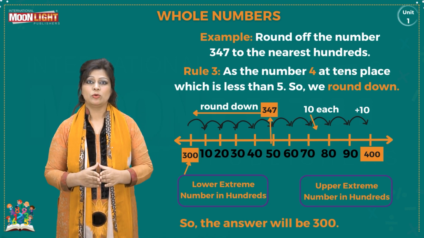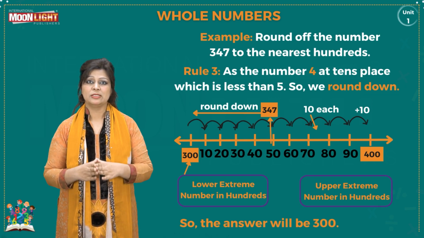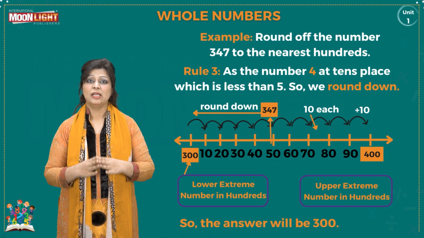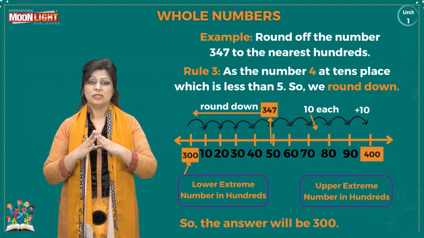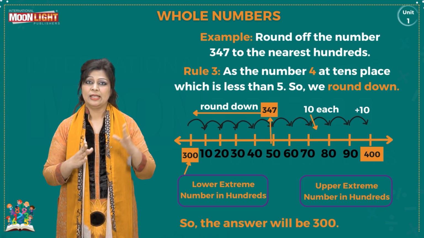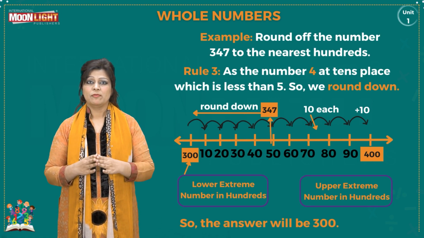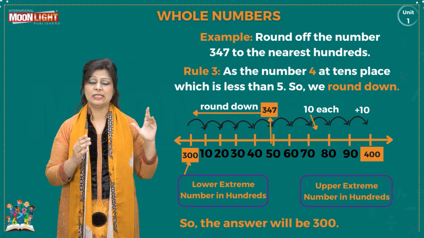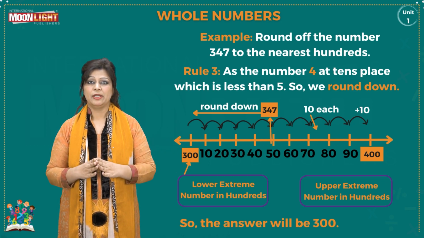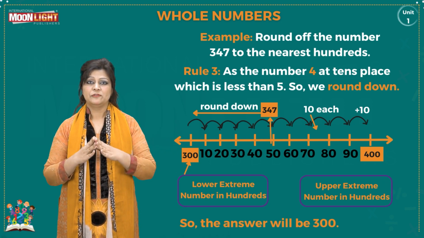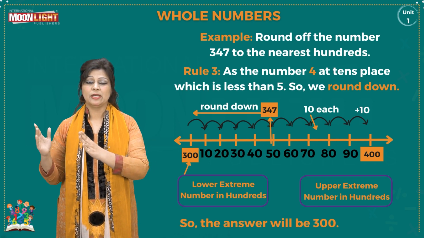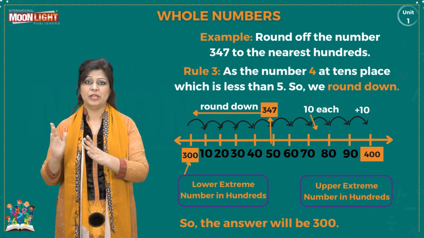So we are going to round down because this number is less than 50, or you can say that the tens digit is less than 5. So we are going to round down, and the lower limit, you can see, is 300. So we will have the answer 300. So the number rounded off to the nearest 100 is 300.